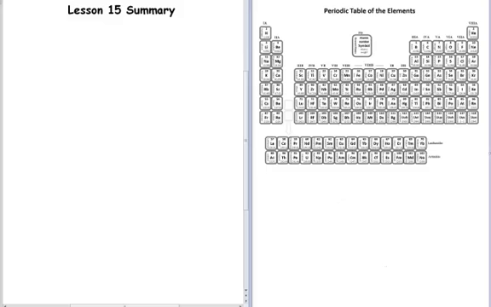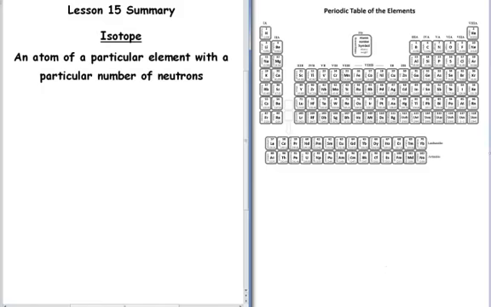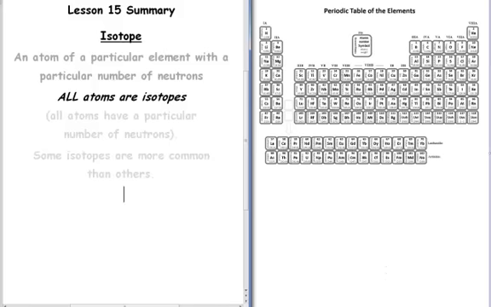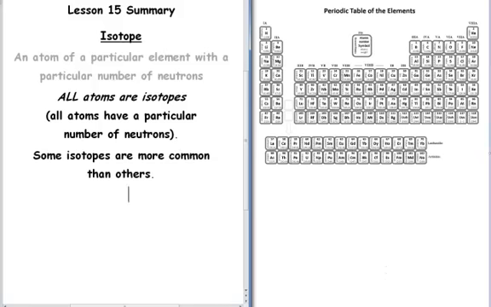We identify different numbers of neutrons by identifying each atom as an isotope. So an isotope is an atom of a particular element with a particular number of neutrons. All atoms are isotopes, meaning all atoms have a particular number of neutrons. Some isotopes are just more common than others.